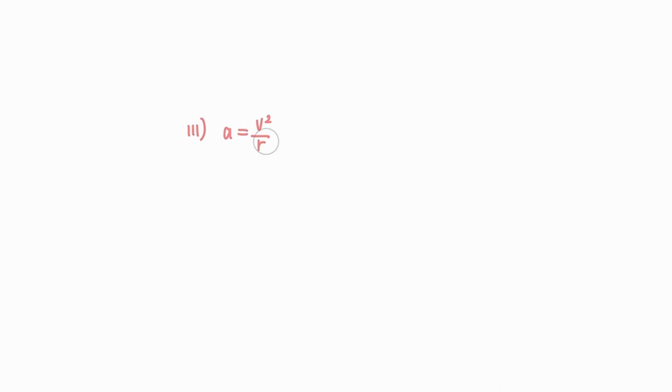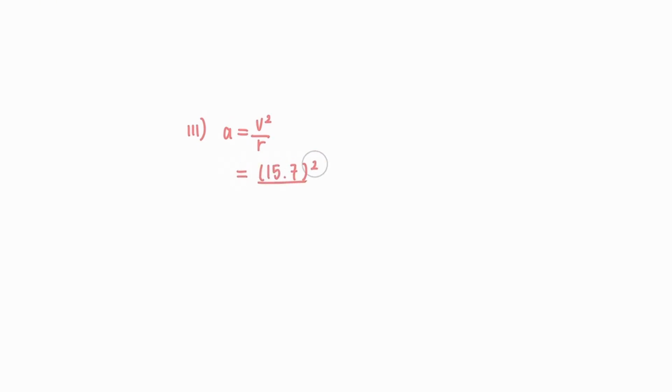For part 3, they're asking for the centripetal acceleration of each passenger. If you don't know what centripetal acceleration is, it is the acceleration that is directed towards the center of the circle. So in this case, you can use the formula a equals v squared divided by r. Since you have the value for v earlier on at part 2, and you have the value of r, which is 5, you can sub in the values, which is 15.7 squared over 5. In the end, you'll get 49.3 meters per second squared.